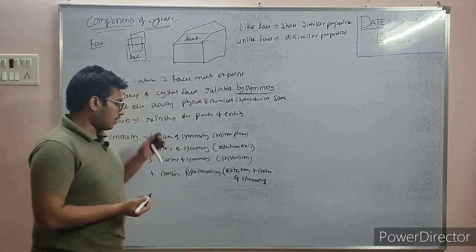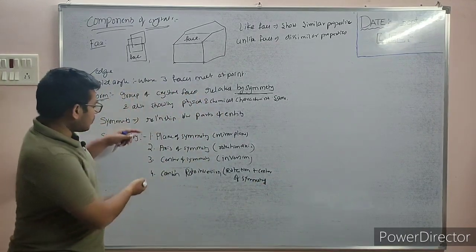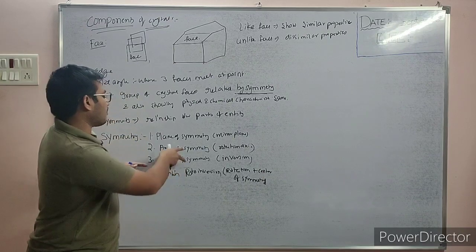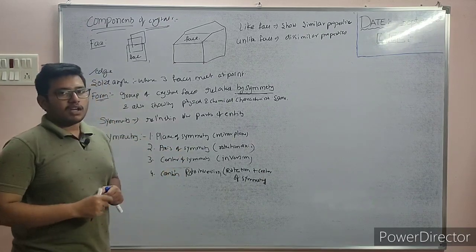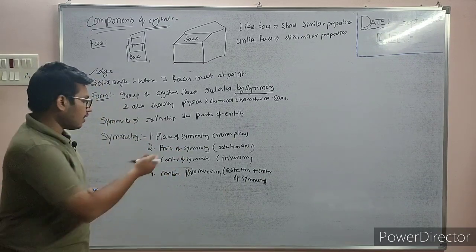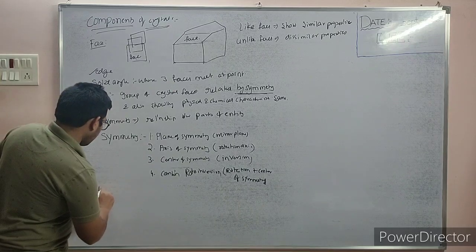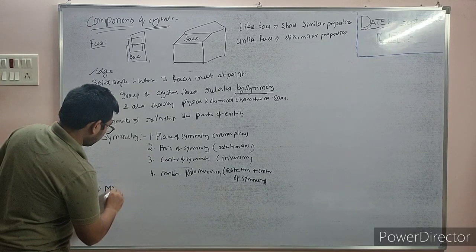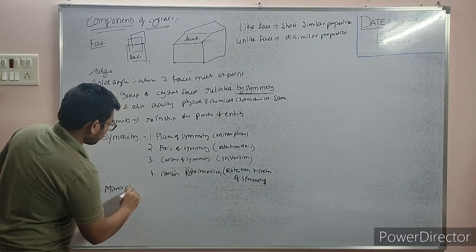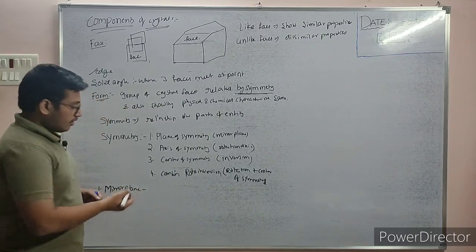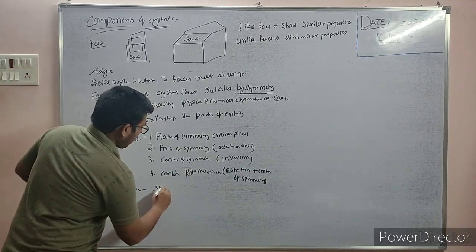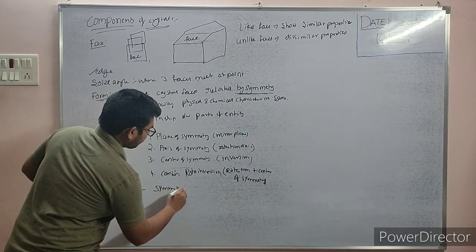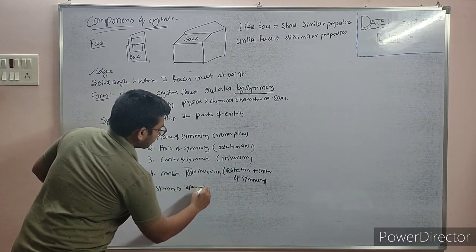These are the four types of symmetry, in which the basics are three, because the fourth is a combination of axis of symmetry and center of symmetry. Now let's discuss one by one. First one is plane of symmetry, or you can say mirror plane. This is generated by a symmetry operation, which is reflection.